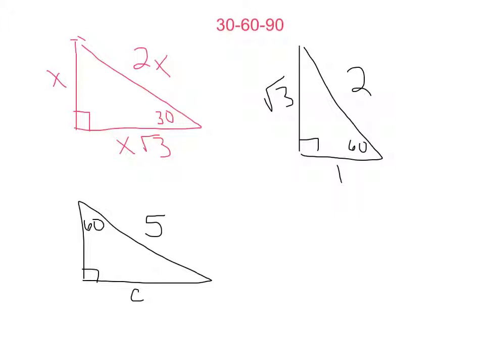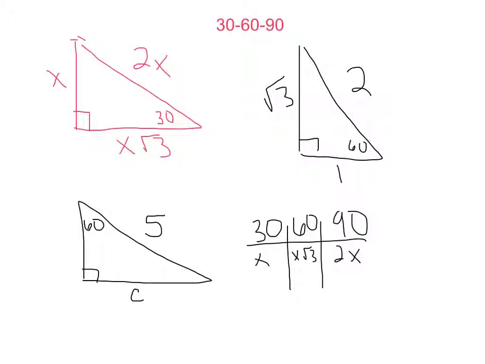So I'm going to do this the same way. I'm going to use a chart, and you don't have to do it this way. This is just the way I used to teach my geometry kids. I'm going to fill in my chart with the information that I know. I know that 5 is across from 90 degrees, so I'm going to fill in 5 in the 90 column. Now all I need to do to fill in the rest of my chart is solve for x.